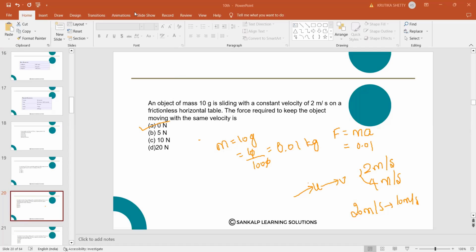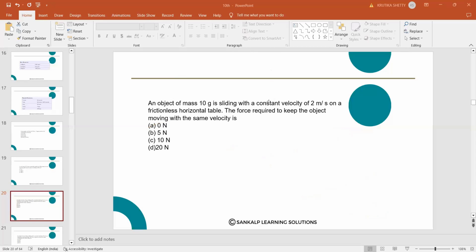I'll repeat the concept. Here no need to solve anything. Why? Because here the object is moving with a constant velocity. And they are saying we need the same velocity, so there is no need to apply any external force. Therefore 0 Newton is the answer. Option A is the correct answer here.